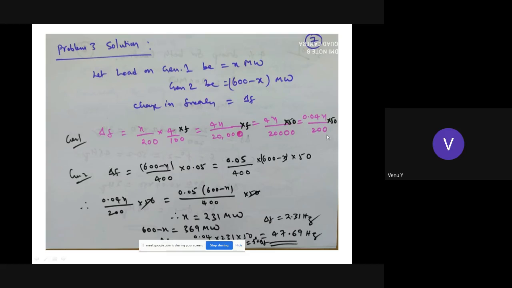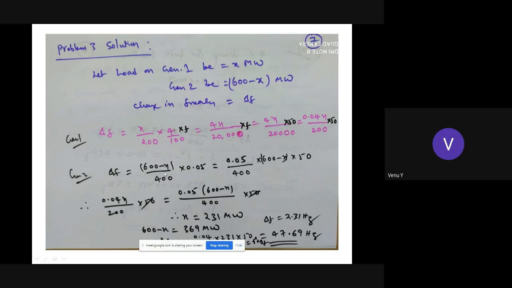That means at 200, the variation is 0.04. At x, what is the variation? It is x by 200 into 0.04. That is the variation, into the rated frequency 50.